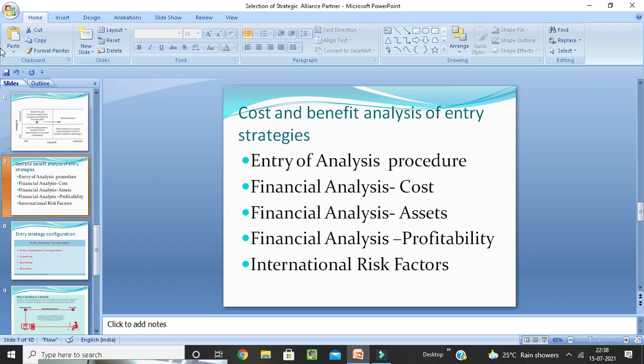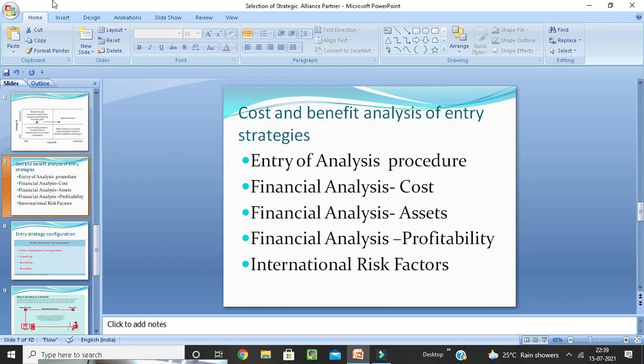So there are five types of entry strategies. First one is entry analysis procedure. In this, what is happening? An international company approaching a new market is obviously looking for profit and growth. So according to this, the entry strategy must be within the broad framework of goals. The procedure for entry analysis for each project has to be analyzed for the expected sales level, cost, and asset levels that will eventually determine profitability.